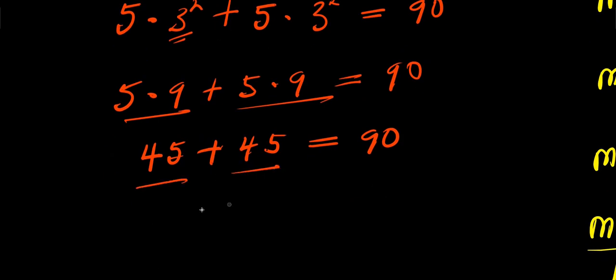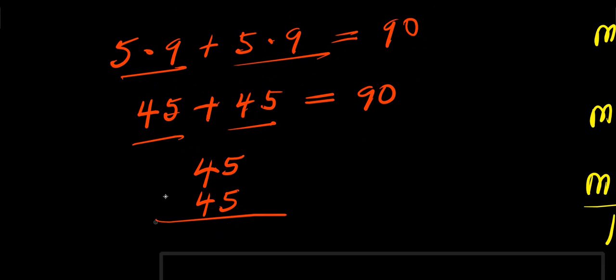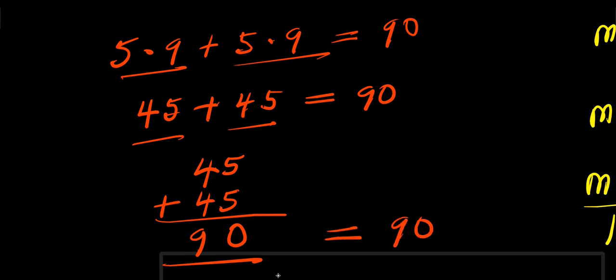45 plus 45. 5 plus 5, that is 10. Add 1 to 4, 5 plus 4 again, that is 9. So 90 equals 90.